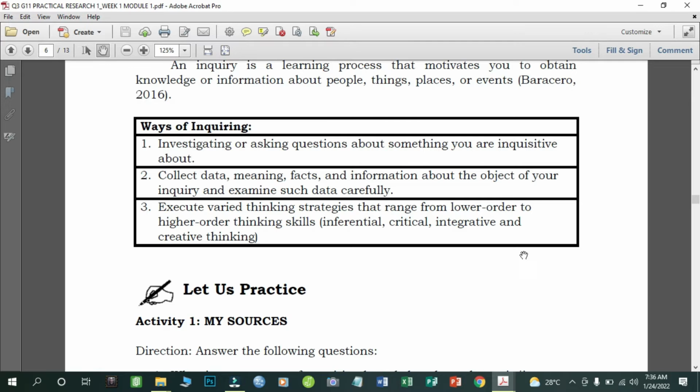And number three, execute parallel thinking strategies that range from lower order to higher order thinking skills. You have differential, critical, integrative, and creative thinking. Here you are going to apply your analytical skills. You will examine what the effect would be. For example, if you add vinegar to remove the rust of an iron, you analyze whether this chemical is effective to remove rust, or whether you need to apply another chemical to remove the rust of that given metal. Those are some of the strategies, so you can analyze if your critical thinking skills have been developed.